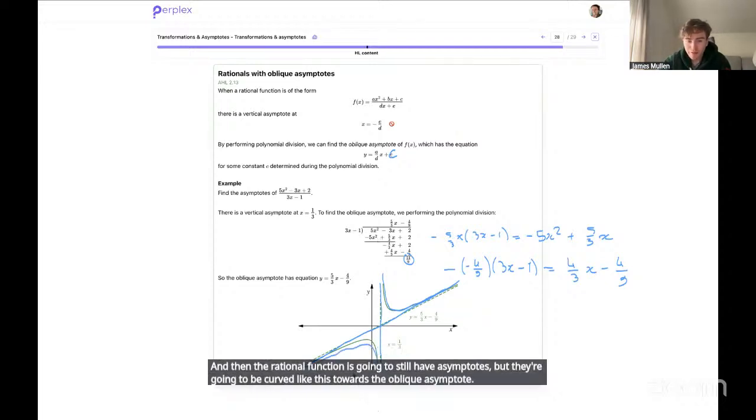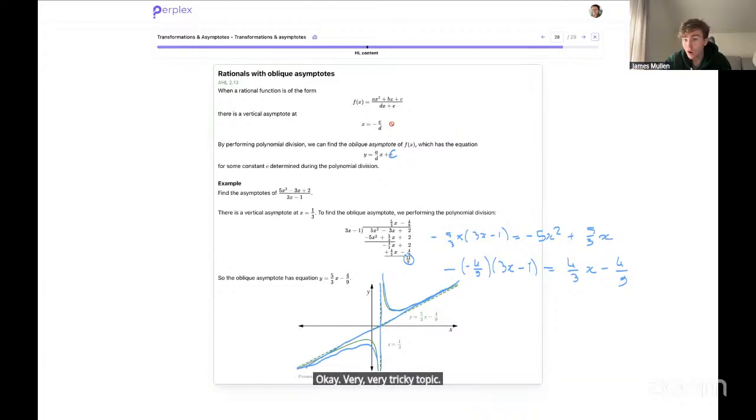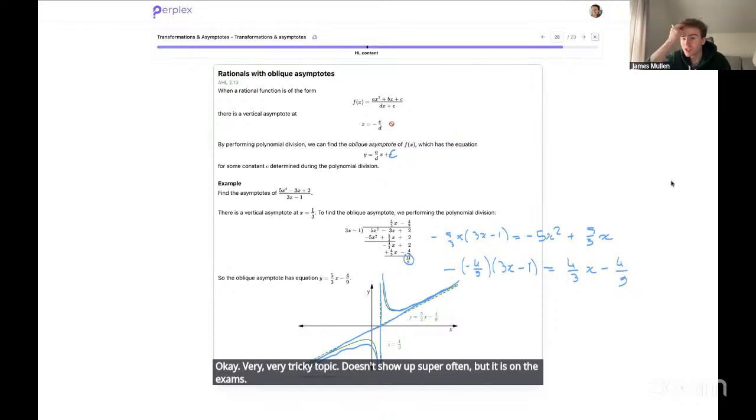Okay, very, very tricky topic. Doesn't show up super often, but it is on the exams. Could we cover synthetic division?